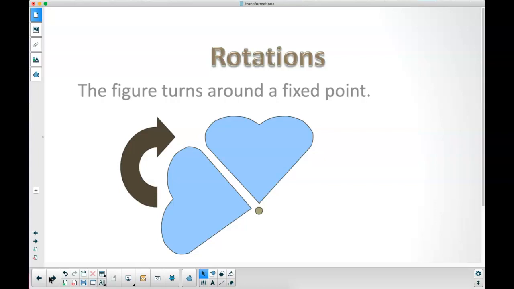Kind of. Where's my point of rotation, though? It's not on the floor. Probably like my belly button. Okay, I'm kind of rotating around that point, in a way. Okay? So in a rotation, the figure turns. And I typically remember turns starts with T, there's a T in rotation.